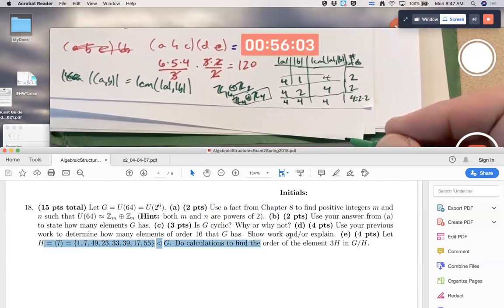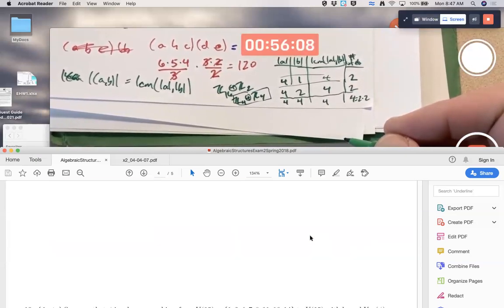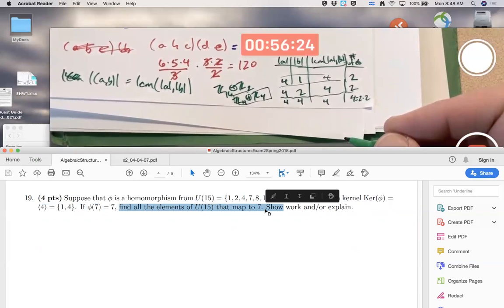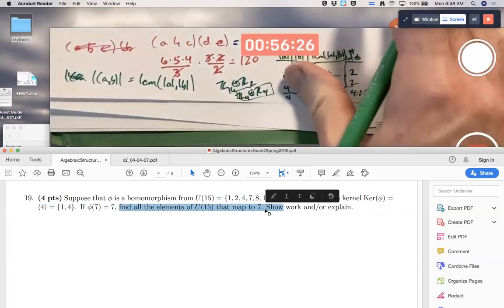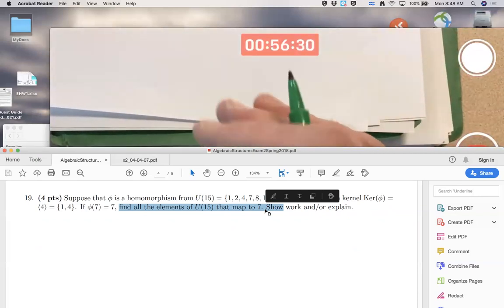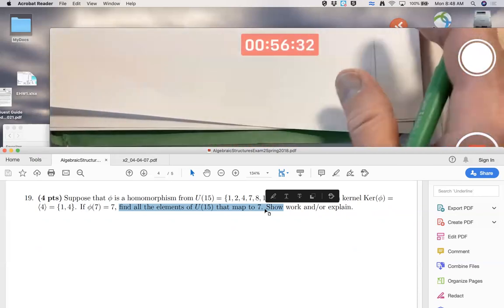And here's a factor group calculation like we did last Friday. Oh, here's something relevant to what we did just today. Suppose phi is a homomorphism from U15 to itself with kernel equal to this set. Suppose phi of 7 is 7. Find all the elements of U15 that map to 7. This is based on something we only just did 40 minutes ago or something.